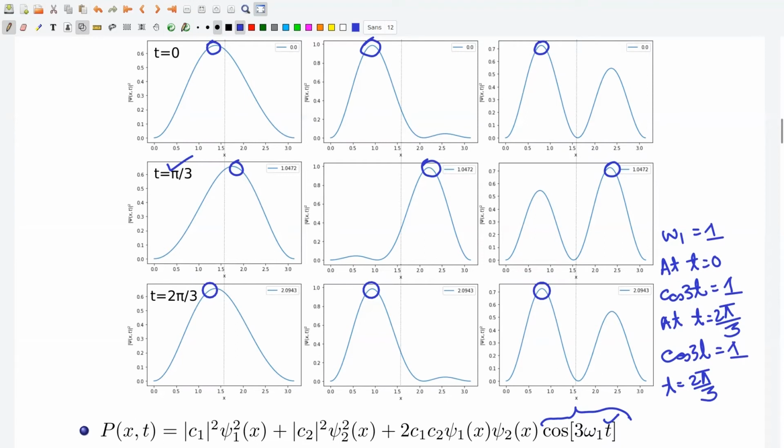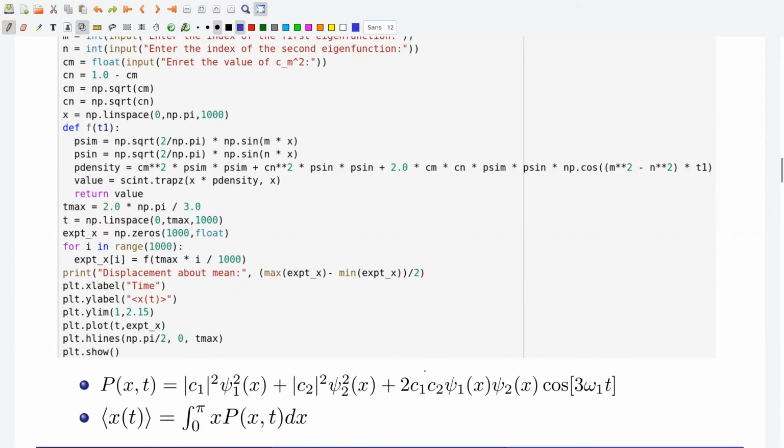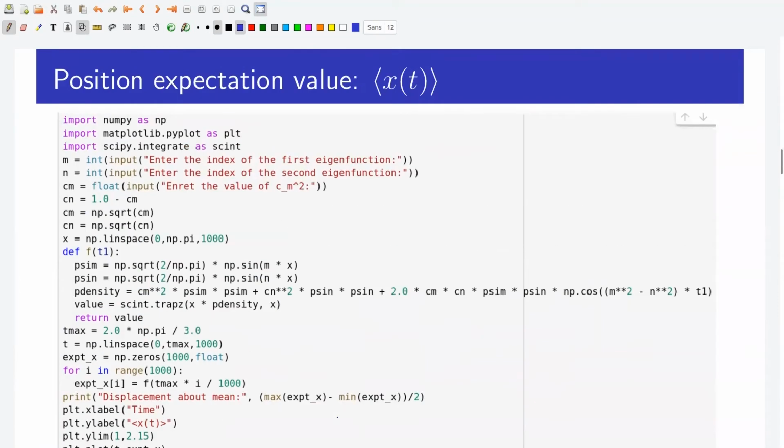Since probability density is a function of time, the position expectation value should also be a function of time. Let us investigate that. For a given probability density, the position expectation value is calculated by evaluating the integral numerically. Let me explain the code.